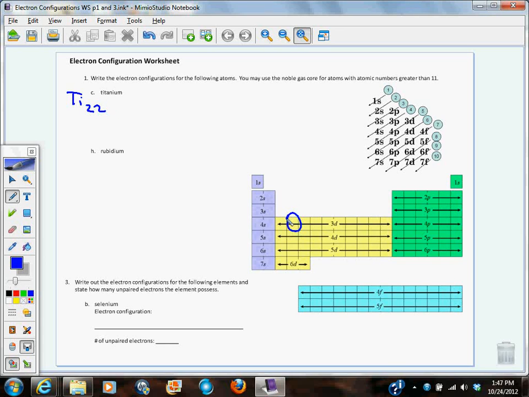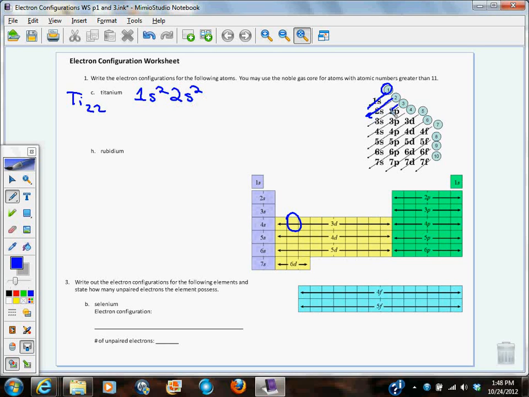Now, a couple ways I can do this. For the first one, I'll do this. For the second one, I won't. For titanium, let's fill up 22 electrons. I'm going to use the diagonal diagram. I start up here at the number 1, and I put in my 1s electrons. So I have 1s2. Once again, this is not using the noble gas core yet. I'm just doing the straight up one. Following the second diagonal, I have 2s2. That gives me 4 total electrons.